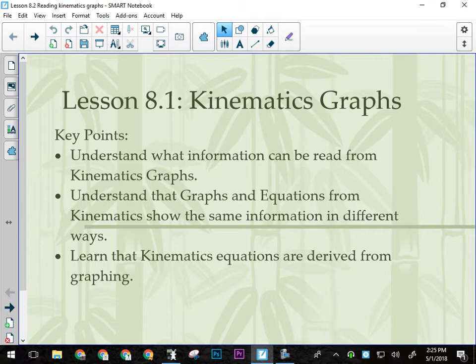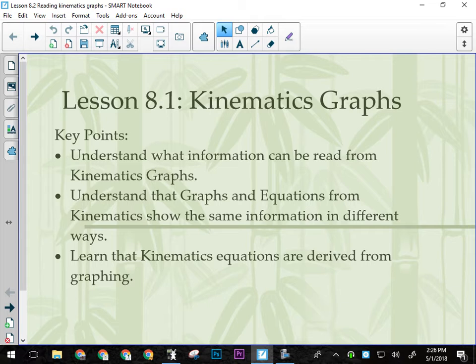These are the skills you're going to be asked to demonstrate to me on quizzes and tests and labs in this unit: being able to look at a position versus time graph and tell me what the object is doing. Is it moving forwards at a constant velocity? Is it accelerating backwards? Is it stopped? All of that is stuff you should be able to tell just from a glance at a graph. All right, same thing for your velocity versus time graphs.